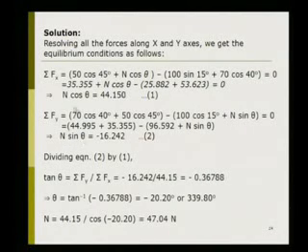Let us divide equation 2 by equation 1. So n sin theta divided by n cos theta gives tan theta, which is equal to summation of Fy upon summation of Fx, equal to minus 16.242 divided by 44.15, and the answer is minus 0.36788. From that we can find tan inverse, and we will get two angles: 20.20 negative and 339.8 positive.